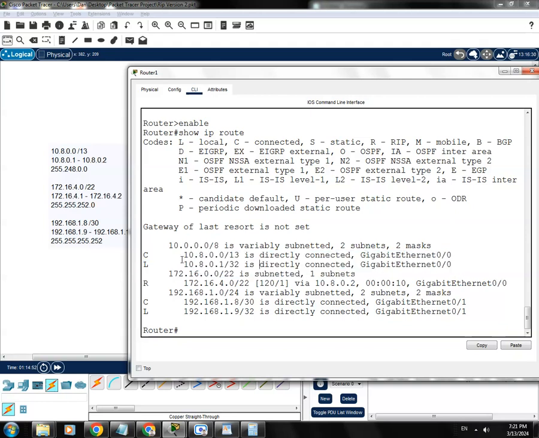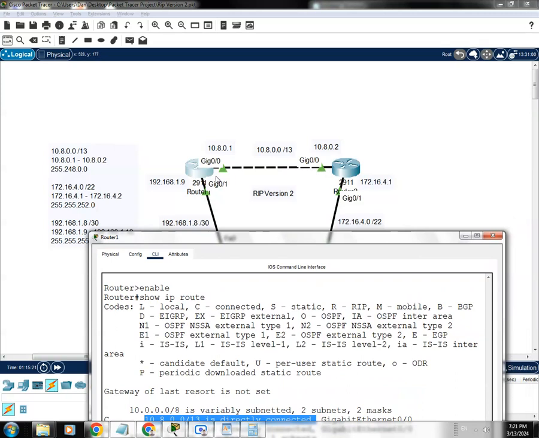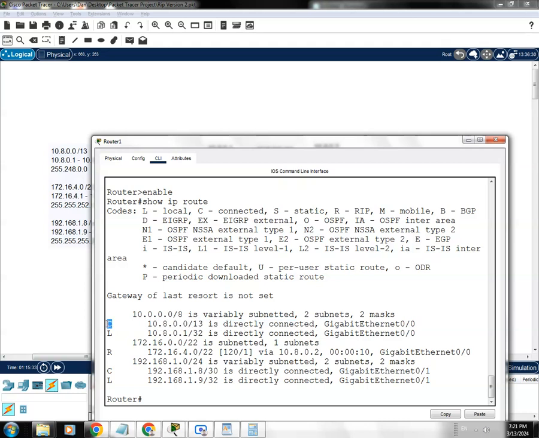On the first child route, it says that this is connected. So this is the network that we created from 10.0.0.0/8. We subnetted and created this network, this /30, and it says it is directly connected to GigabitEthernet 0/0. If we look at this router, this is the gigabit 0/0, and this is the network, the 10.8.0.0, and it's connected.